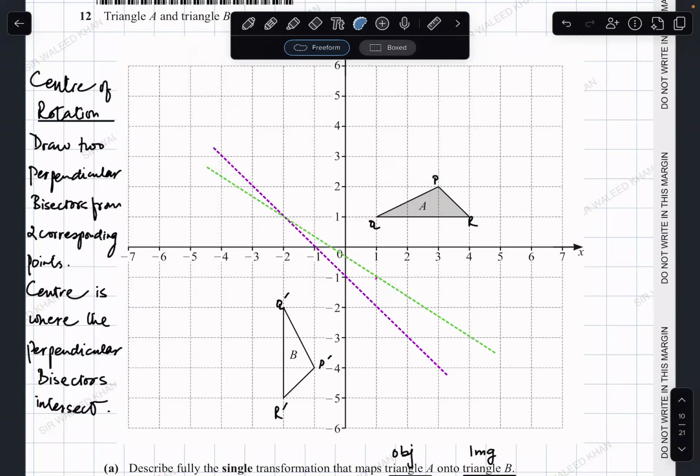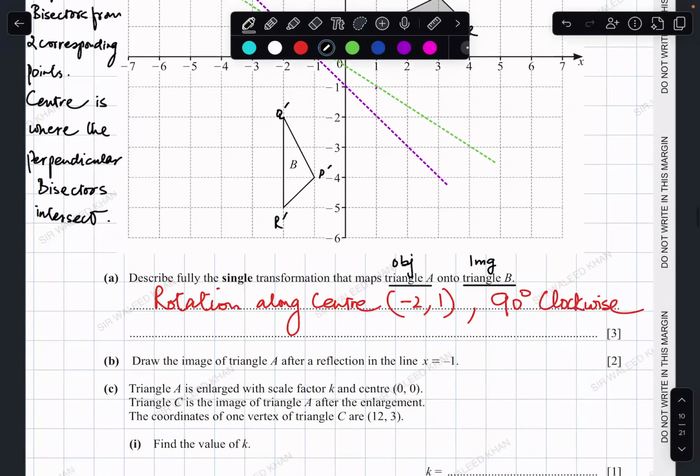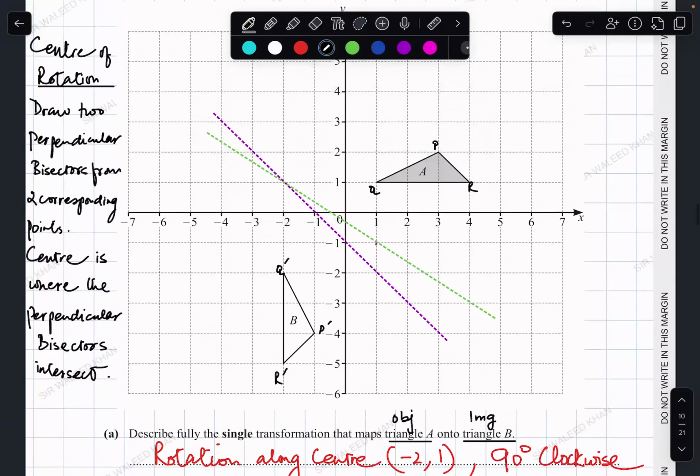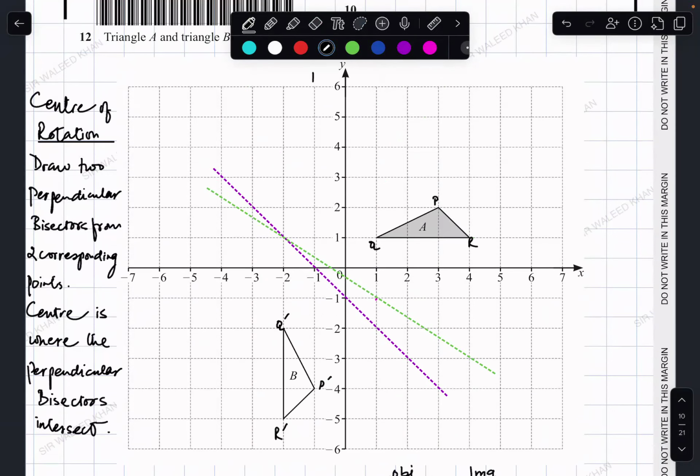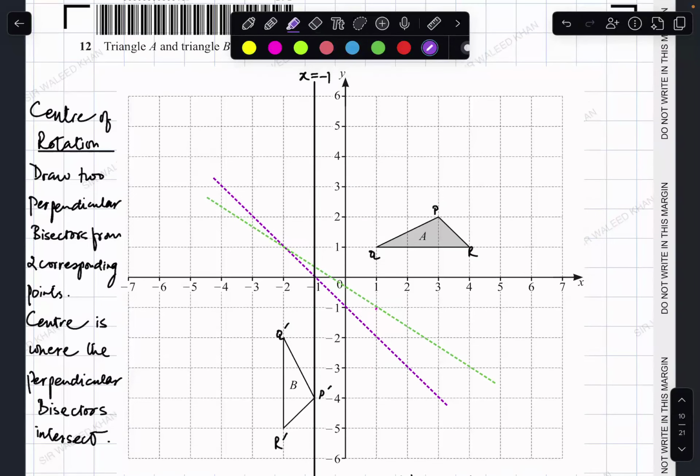Okay. Now, reflection along which line? x is equal to -1. So x is equal to -1 is this line over here. If I reflect triangle A, I have to see how many boxes? 2 boxes on the right, then it should be 2 boxes on the left. From the line of reflection, same distance. So we have Q prime over here.